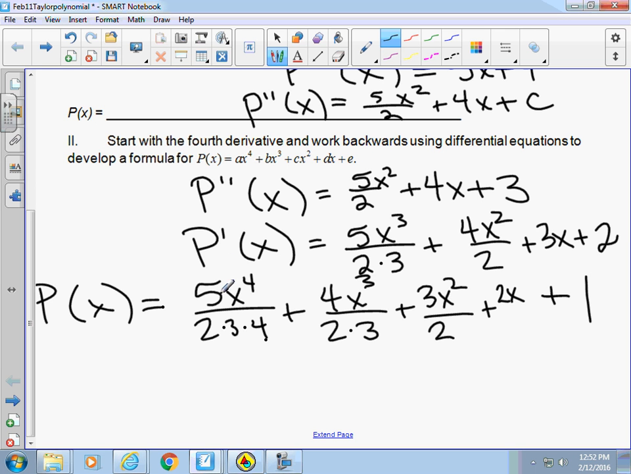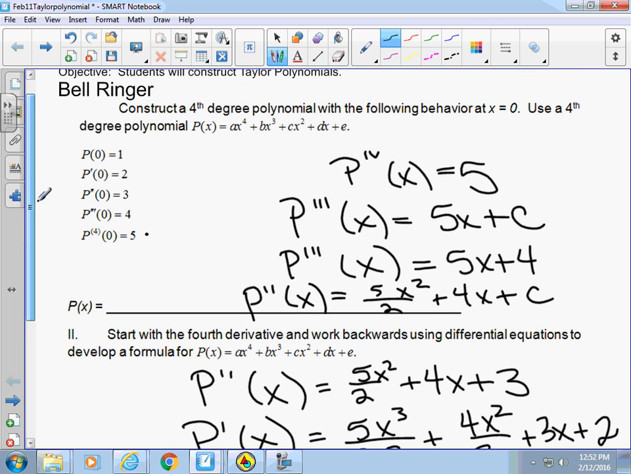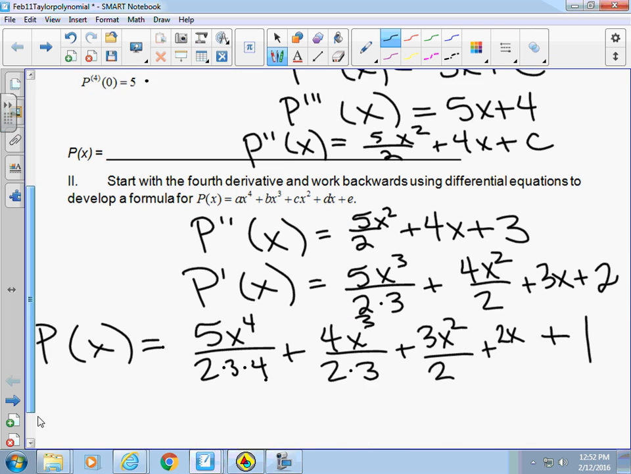And then the number in front of the x, where did those come from? The derivatives, right? The derivative at 0 from each term. Does everyone agree? Those were all of these numbers. 1, 2, 3, 4, 5. They gave us those.